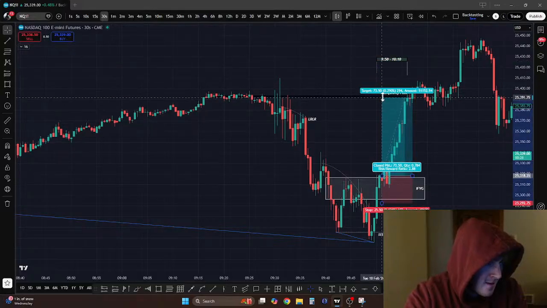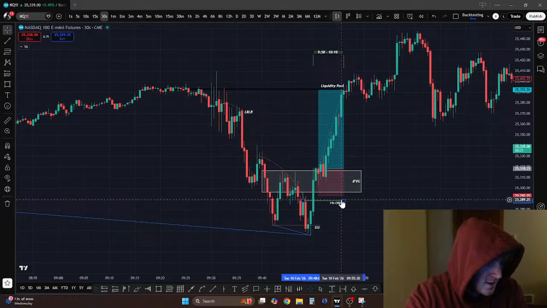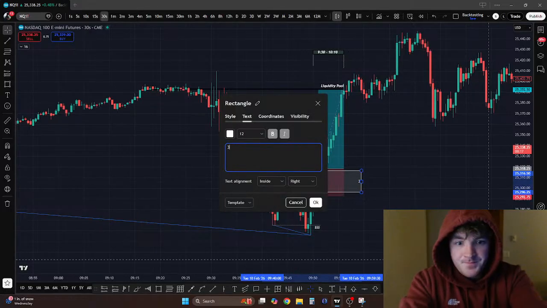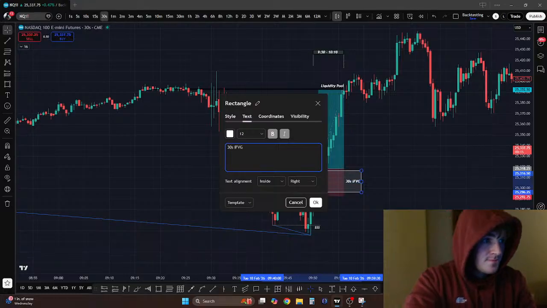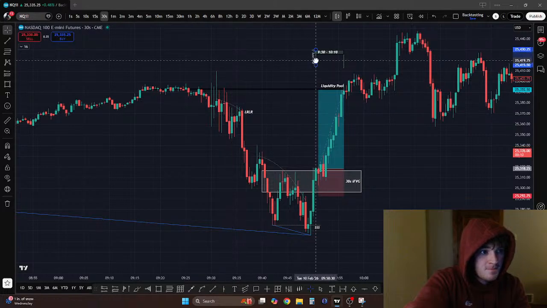Version of that. And then same thing. I think this trade was fantastic. I did tape read this one. And then as well, you could have targeted market open high. Nothing wrong with that.